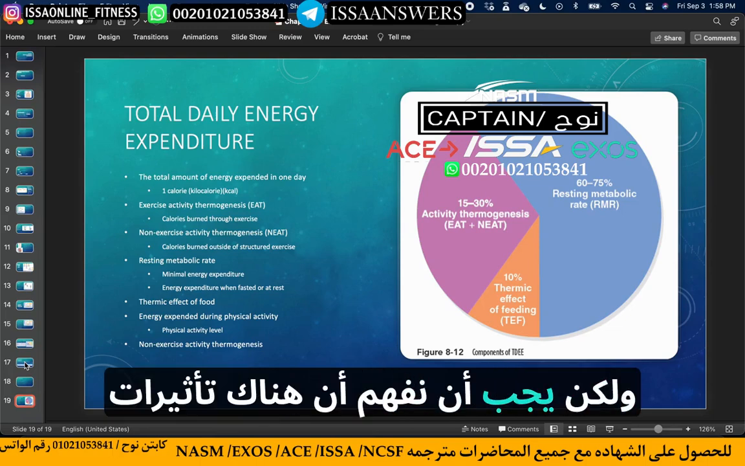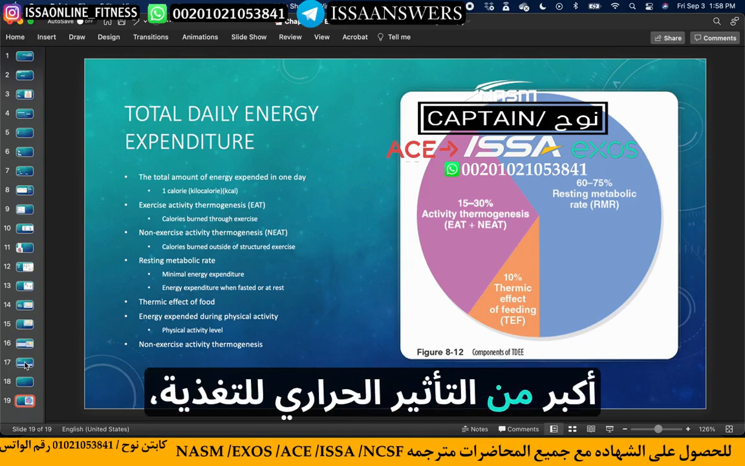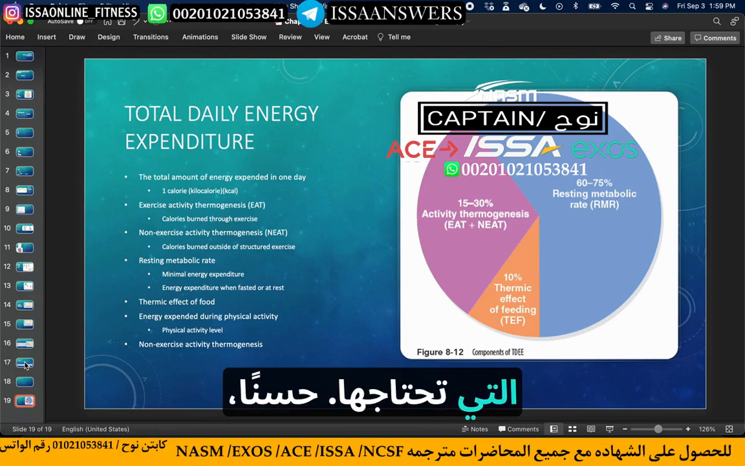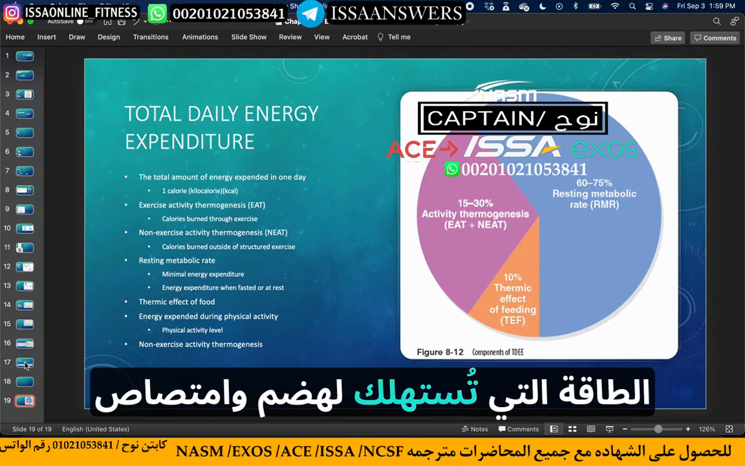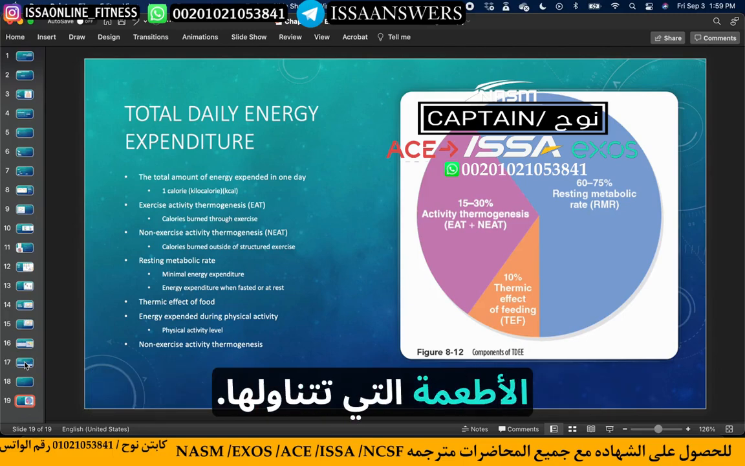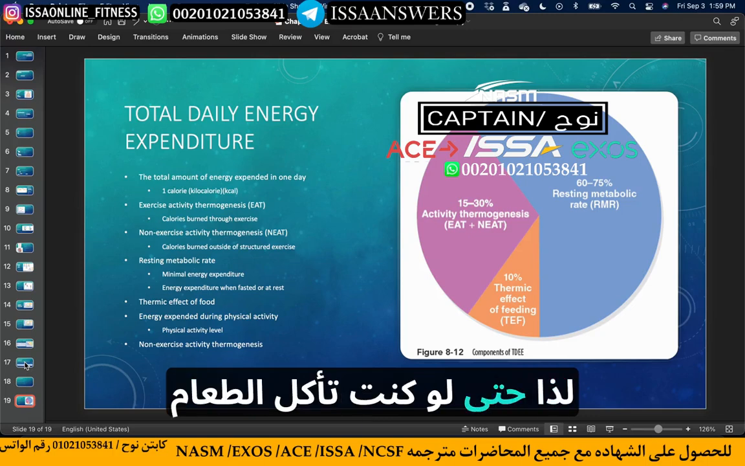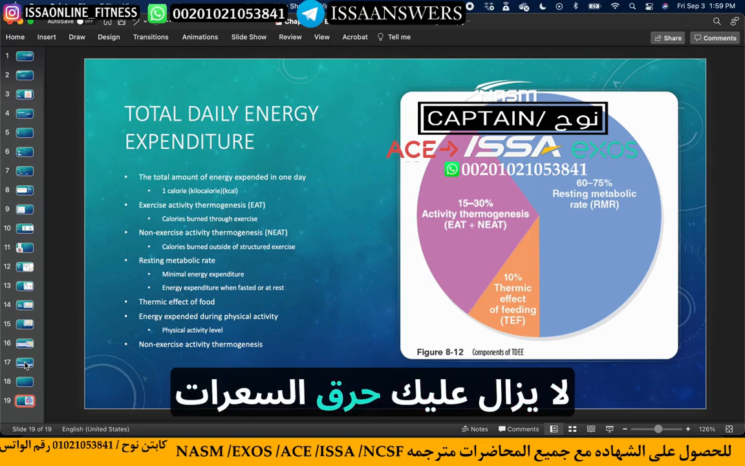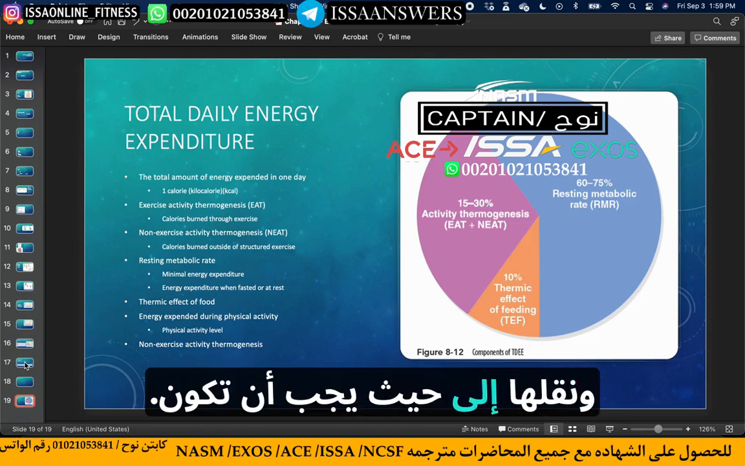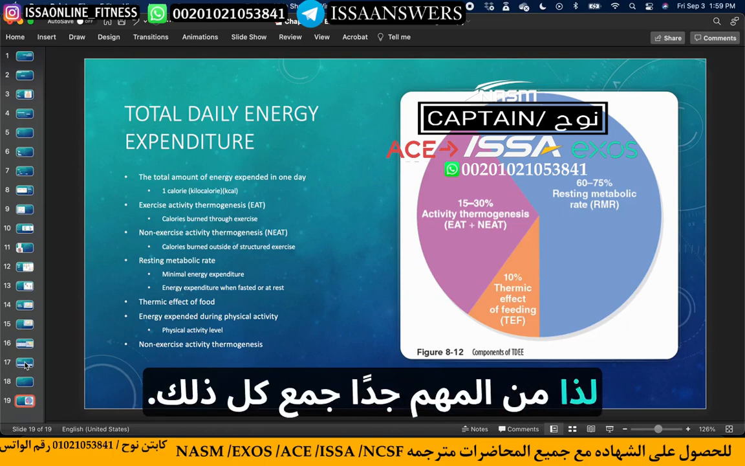But understand that there's bigger influences by thermic effect of feeding, which is the energy that is expended to digest and absorb the foods that you eat. So even though you're eating food and taking in calories, you still have to burn calories to break them down and to absorb them and to get them to where they gotta be. So it's very important to kind of gather all of that.